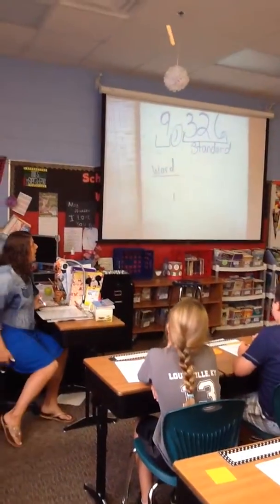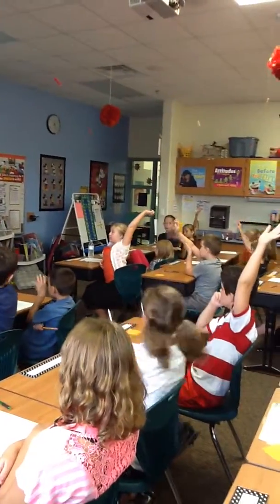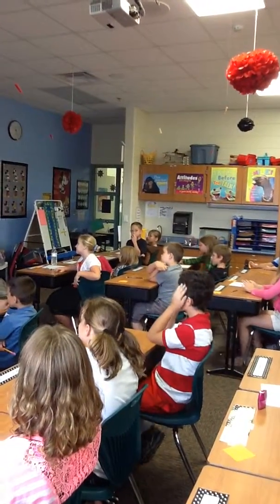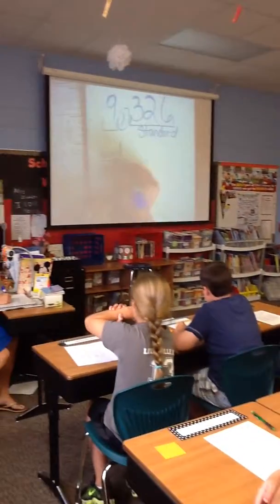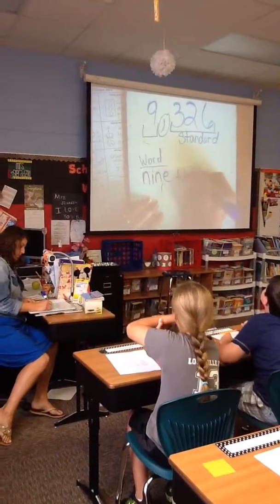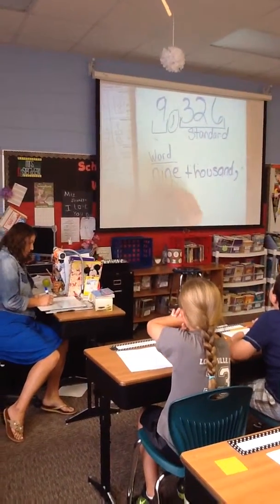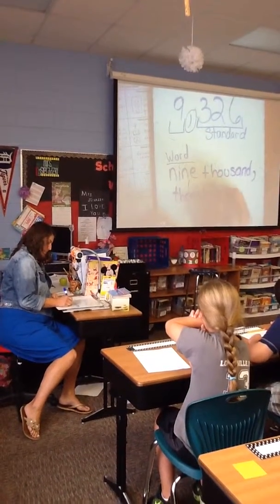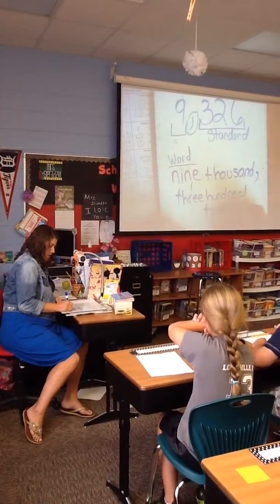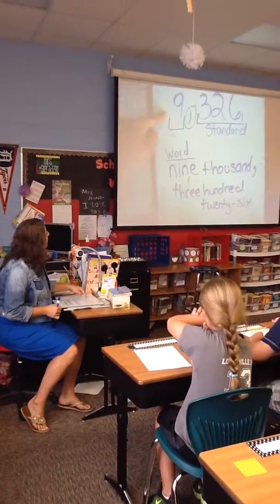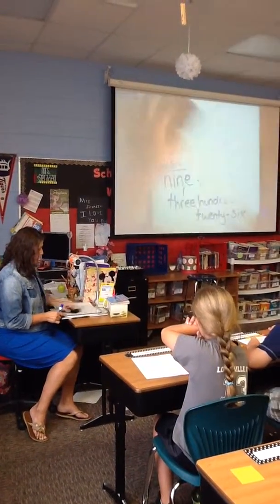Who thinks they can say this number? Awesome. Aiden, can you say that number for me? 9,326. Perfect. So what he said, 9,000. What do I need? Good. 326. Am I correct? Yes. Good. So he could say it, so he could write it. Awesome. Let's do another example.